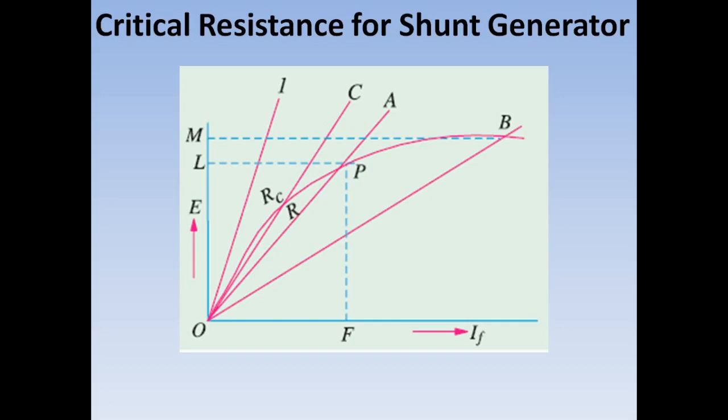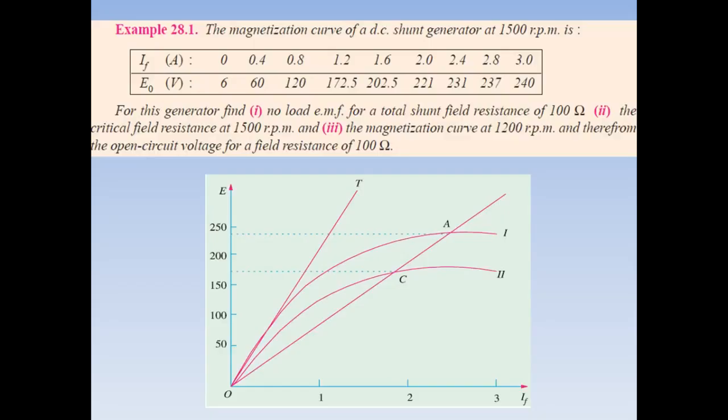The value of critical resistance can be obtained from the OCC by drawing a tangent to it and obtaining its slope. If you are looking here, this is actually the OCC and the tangent which is being drawn is OC, and if you are taking the slope of this OC, that will give you the particular value of this critical resistance. This concept of critical resistance is a very important one. You have to use this in the problems also. We will see this problem in the next session.